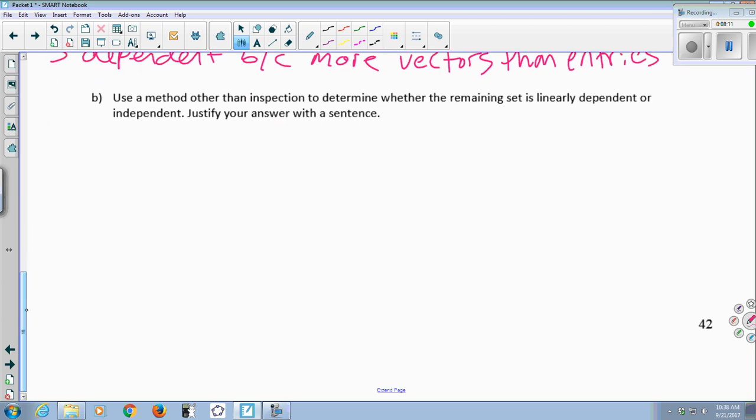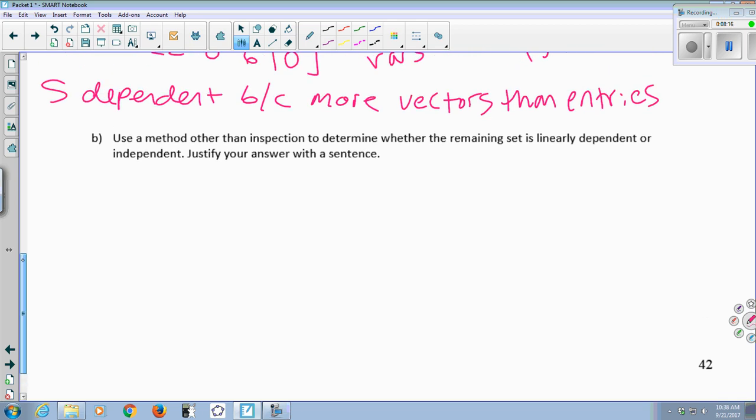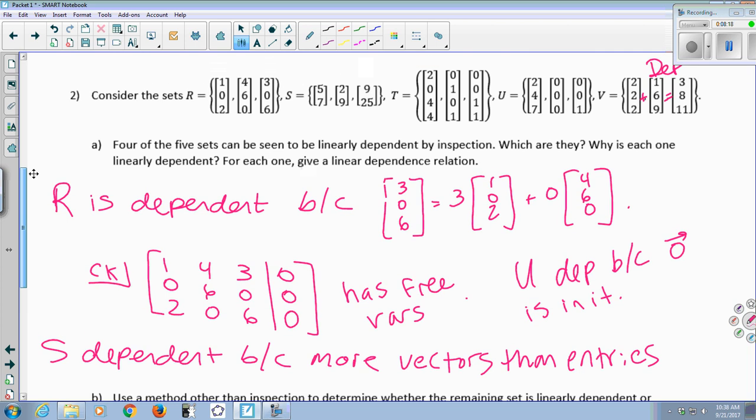Use a method other than inspection to determine whether the remaining set is dependent or independent. Whether it's not obvious from inspection or you just don't see it, like in V you might just not see that linear dependence relationship, that's okay. You can always set up the equation and solve it. It's just faster if you see a relationship. But for T, we can't tell, so we are going to turn that into a matrix, augment it with zeros, and see if we get the trivial solution.